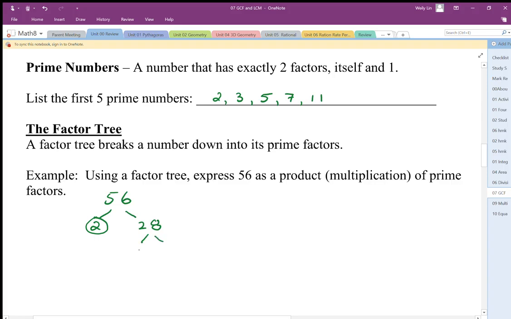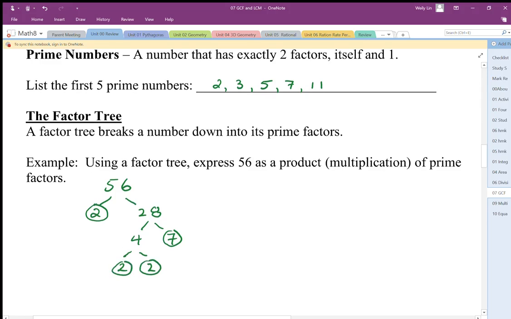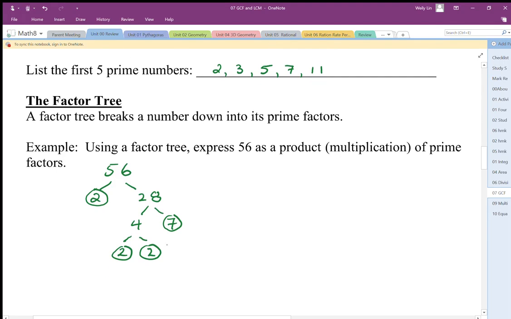28 can be further broken into 4 times 7. 7 is a prime factor. That's one of our prime numbers. 4 can be broken down into 2 times 2. And that's as far as we can go. So all the circled numbers are prime numbers. When we do this, we can recompose this number as 2 times 2 times 2 times 7. So we have 3 2's and a 7. And if I multiply this together, it gives me the original 56.